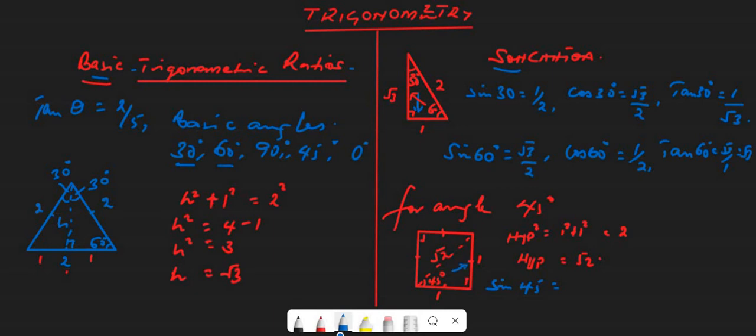The opposite of 45 is that. So sine 45 is equal to opposite over hypotenuse, which is 1 over √2. The cosine of 45 will be equal to adjacent, which is this one here, over hypotenuse, which is √2. So it will be equal to 1 over √2. The tangent would be equal to opposite over adjacent, which is 1 over 1, which is equal to 1. So these are the trigonometric ratios for this angle 45.